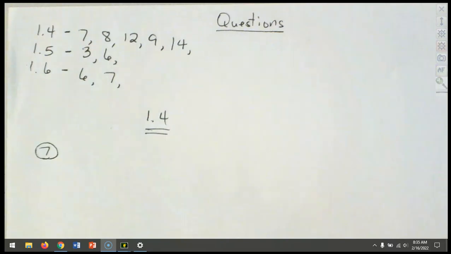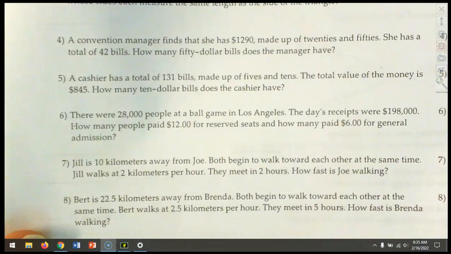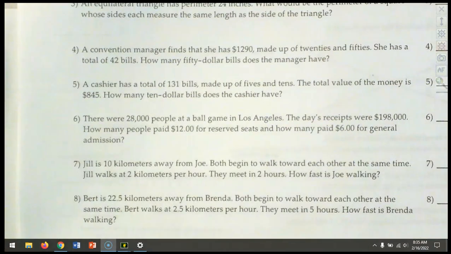Question number 7 is a distance problem. Now remember, when we have these distance problems, there's 3 outcomes. They can add, they can subtract, or they can equal each other, right? So one of the 3 options. Let's look at question 7. A lot of times these are much, much easier than the mixture and the investment problems.